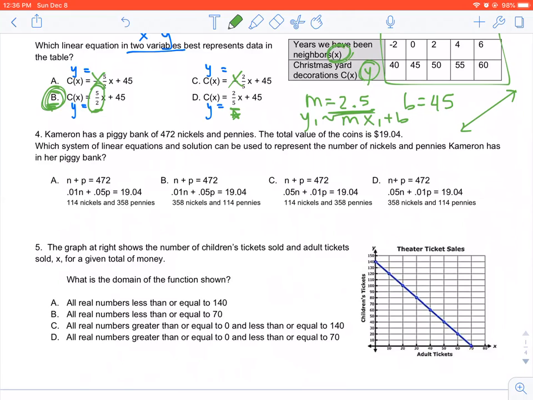Number 4, Cameron has a piggy bank of 472 nickels and pennies. The total value of the coins is $19.04. Which system of linear equations and solutions can be used to represent the number of nickels and pennies Cameron has in her piggy bank?